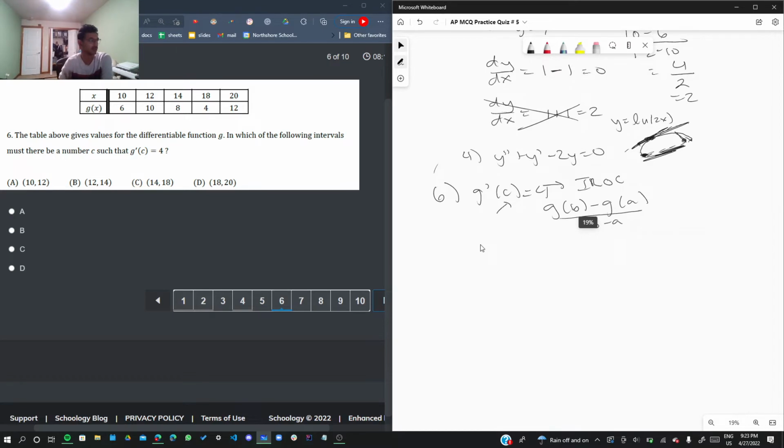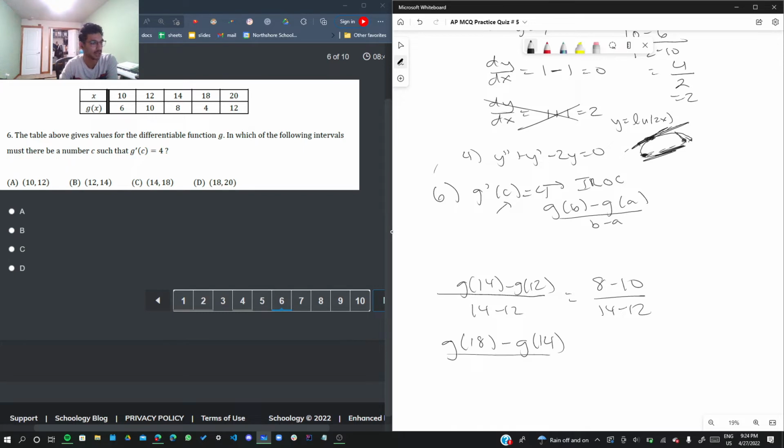Oh, if you want a name for this theorem, by the way, it's the mean value theorem. Let's see, from 12 to 14, right? So when you do g of 14 minus g of 12 over 14 minus 12, that is 8 minus 10 over 14 minus 12. That is a negative number right there, so it's definitely not 4. I don't want to do the calculations. All right, let's try 14 to 18, right? So you take the change in the y over the change in the x. So 18 minus 14.